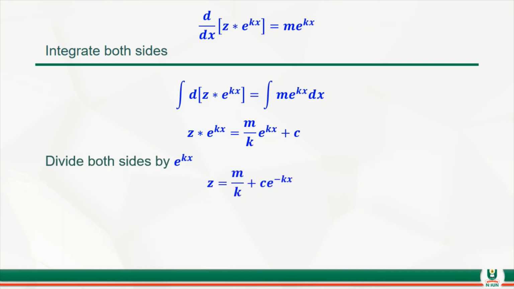So let's now divide both sides by exponential kx, because it's only exponential kx that is multiplying our z. If we divide both sides, we now have z equals m divided by k, plus c exponential minus kx.